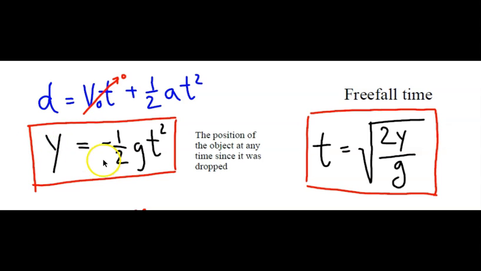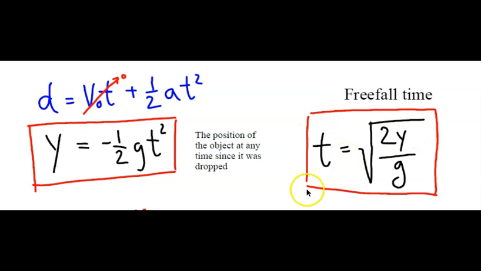So you have a negative y canceling with a negative 1/2. It's always easiest to ignore the negative when you're moving in the same direction as gravity. And so when I solve this equation for t, I multiply by 2, divide by g, take the square root, and you get this one right here, the free fall time. t equals root 2y over g.